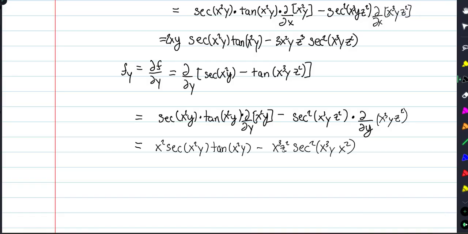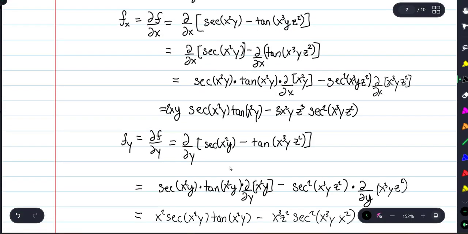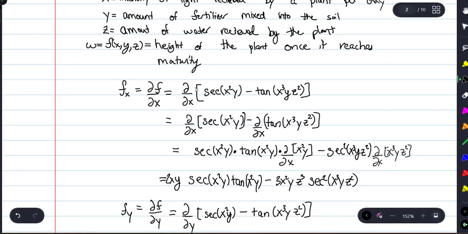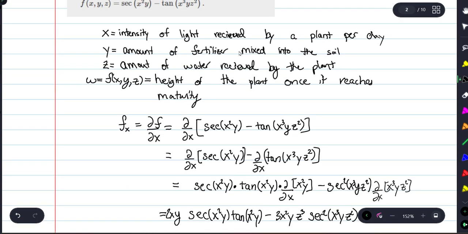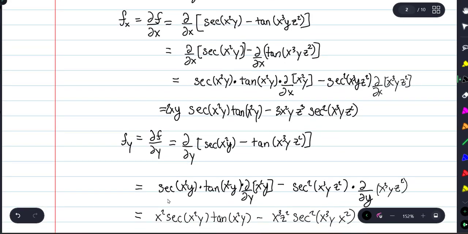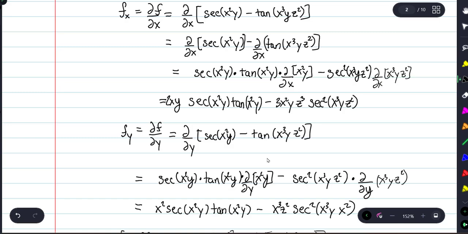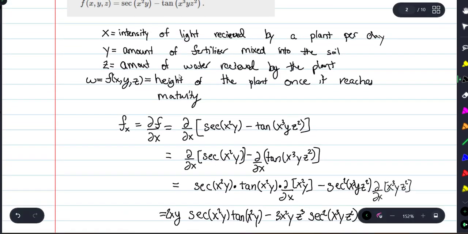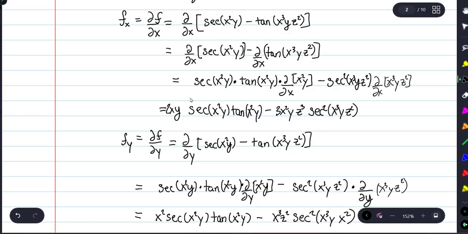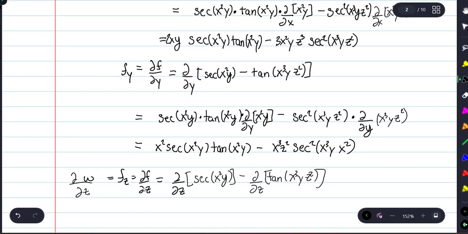And this is telling me that if I want to know how the height of the plant is affected by the amount of fertilizer at any moment in time, I just change my fertilizer a little bit, and I can expect the corresponding change in height. Similarly, if I want to know the effect of just changing the amount of water received by the plant on its possible height when it reaches maturity, then I can go ahead and take the partial derivative of the height function with respect to just z, or how much water it's getting.